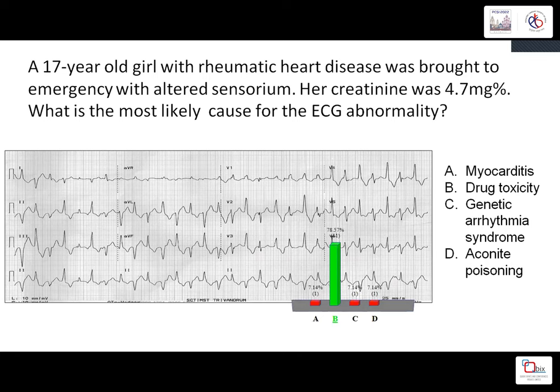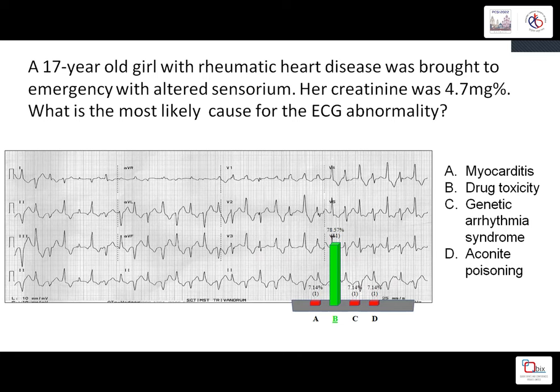The correct answer, majority got the correct answer. 78% have got it right. I think it is more of a pattern recognition. It clearly shows bidirectional ventricular tachycardia. You have multiple causes. Myocarditis can be one, oxygen toxicity can be another cause. Retinal hemorrhage is classically seen in CPVT also.